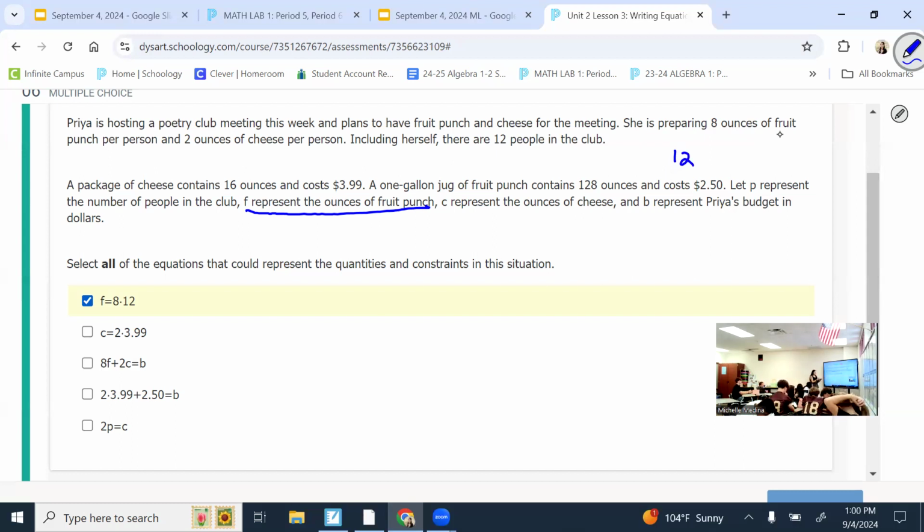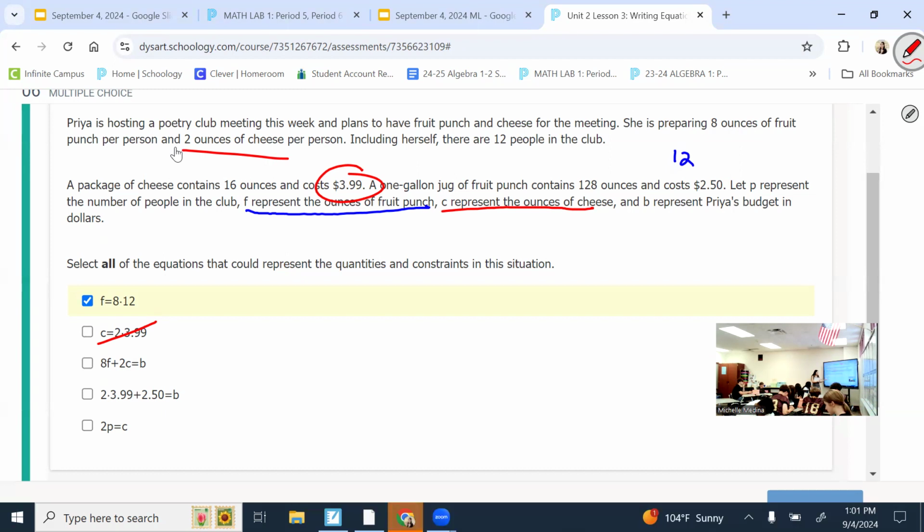It says C equals, so C would be the ounces of cheese that I need. And they're doing 2 times $3.99. $3.99 was the cost of the cheese. It did mention we want 2 ounces of cheese per person. Would timesing 2 by $3.99 give me how many ounces of cheese I need? Right, it wouldn't. I don't even know what that would do. But if I wanted how many ounces of cheese I need, there's 12 people in the club, so I have to do 12 times 2. So now take the next one.